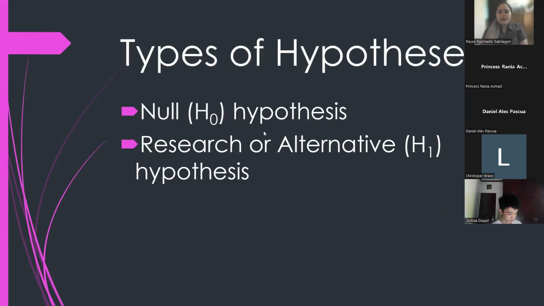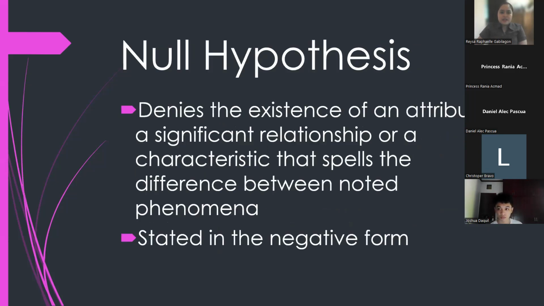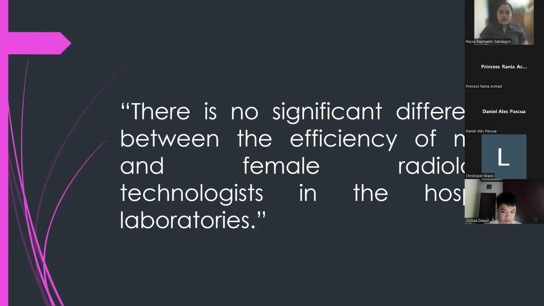Now in research, we have two types of hypothesis class, the null and the research or alternative hypothesis. Actually, it's just in the form of the statement. The null class is in the negative form. So like we are denying the existence of the relationship or the difference among the variables. Okay? So example, there is no significant difference between the efficiency of male and female rad tech in the hospital laboratories. This is a hypothesis, pero null, kasi in the negative form.